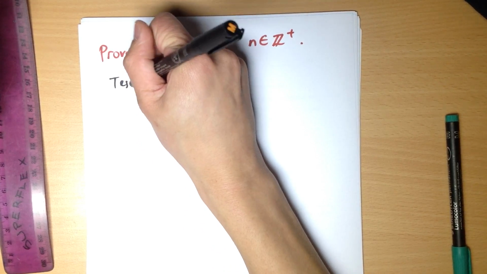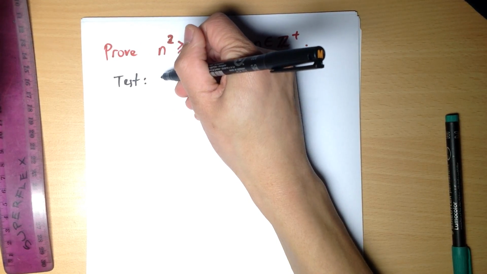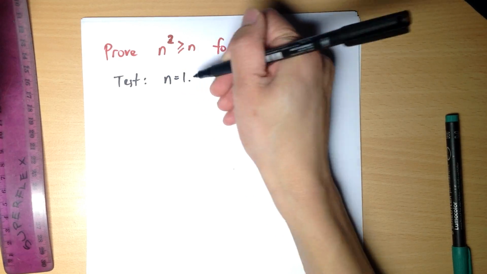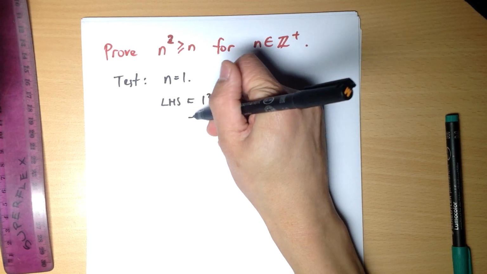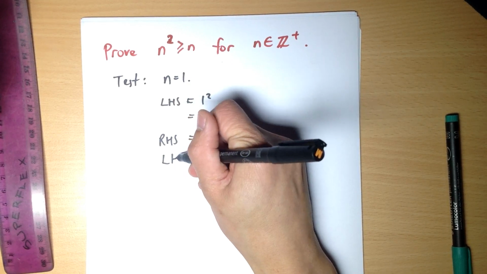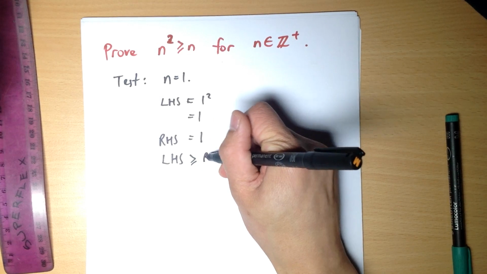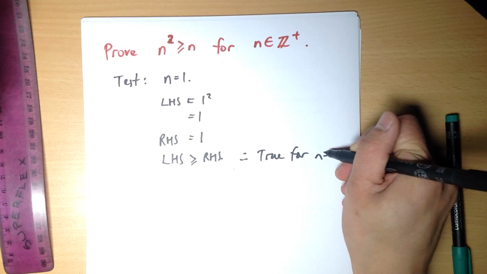A proof by induction always starts by testing the first allowable value. So I'm going to test n equals 1. On the left-hand side, I've got 1 squared, which is 1. On the right-hand side, I've got 1. And sure enough, the left-hand side is greater than or equal to the right-hand side. Therefore it's true for that first value.